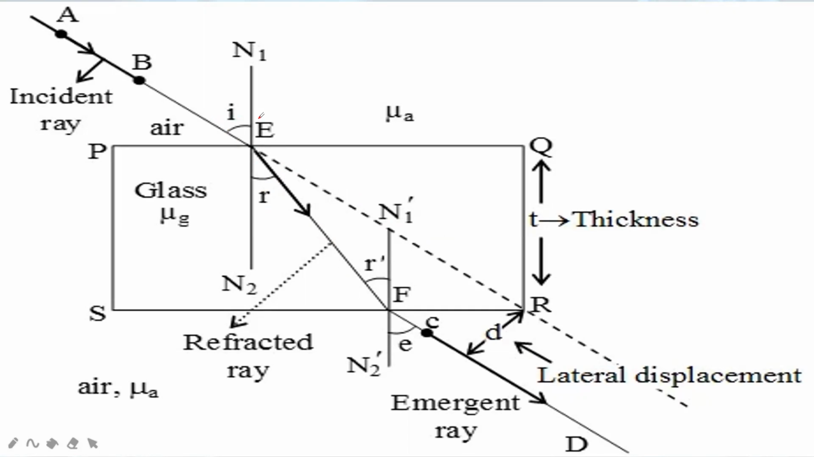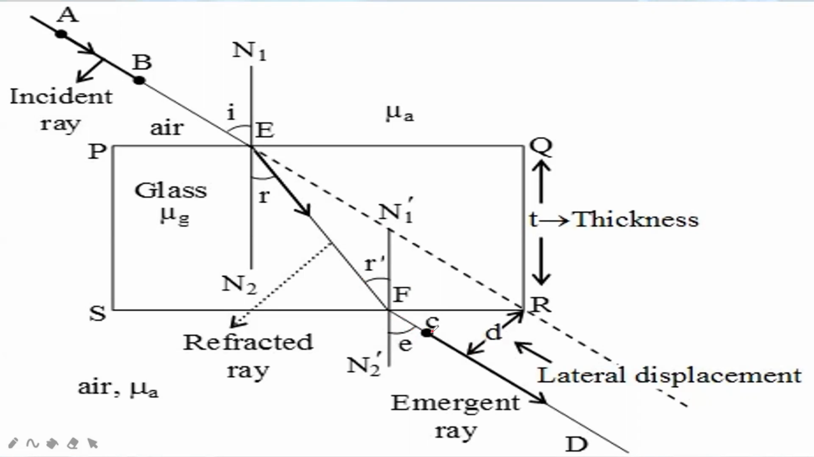Here you can mark I, that is angle of incidence. Here you can mark R, that is angle of refraction. Now this refracted ray will again get refracted at this point. Why? Because here again the medium is getting changed. The glass was denser medium, the air is rarer medium. So the ray of light, when it gets refracted, will move away from the normal. You can see here it is going away from the normal. This angle is known as angle E, that is angle of emergence.